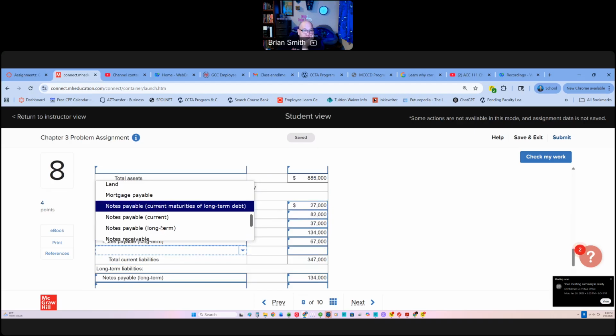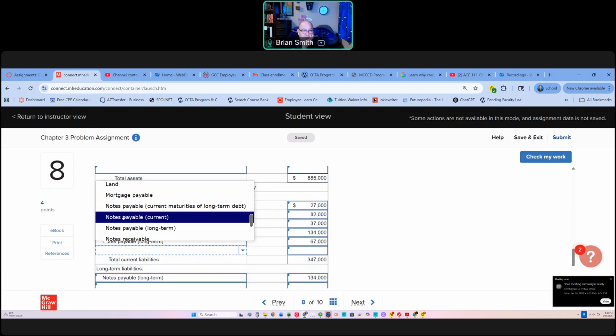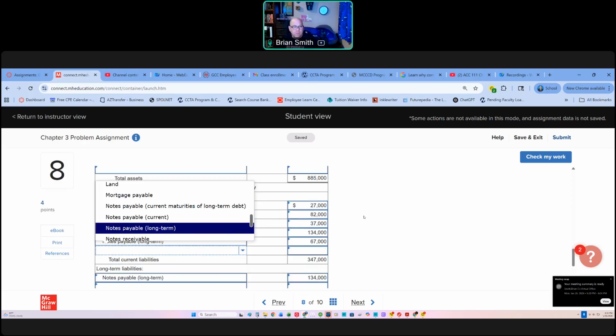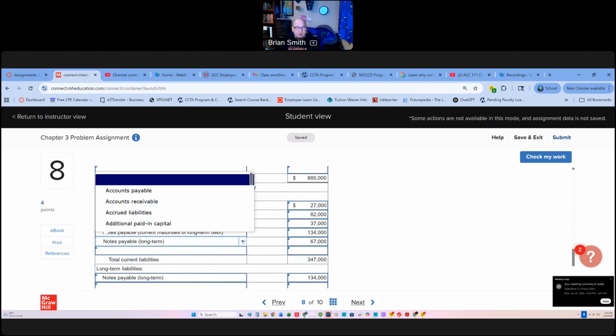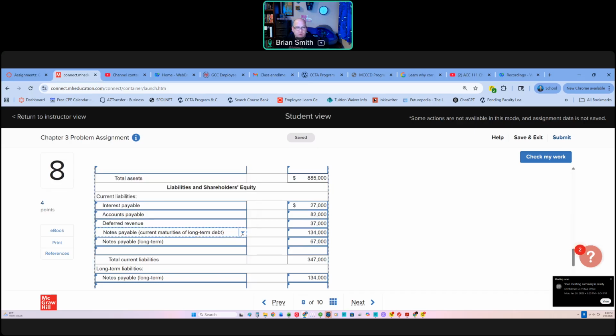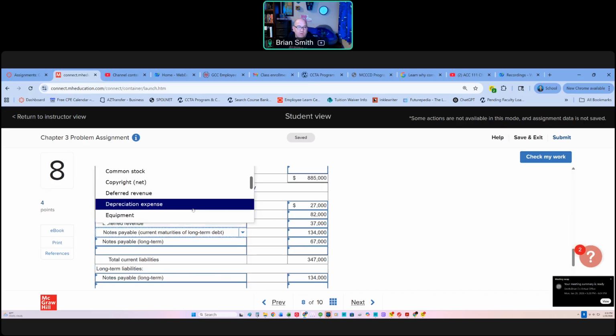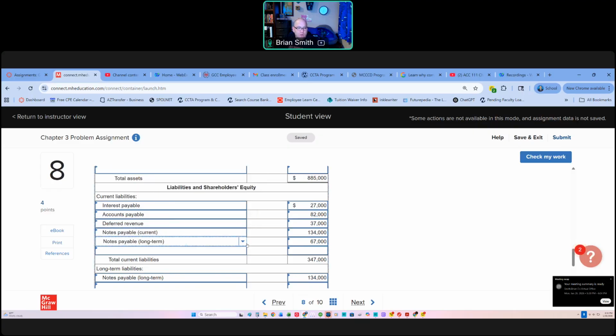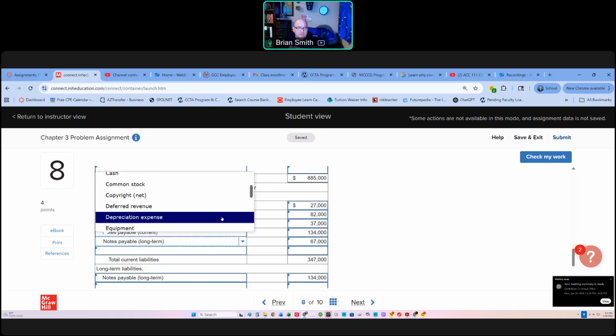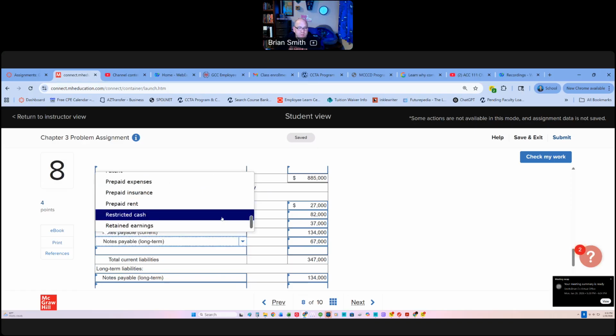So we have notes payable, 3 different current maturities, current notes payable, long term. Okay, so this is notes payable current. I really don't know actually with this here. I know the difference, I just don't know which one's the current maturities. I might be mixing this up.